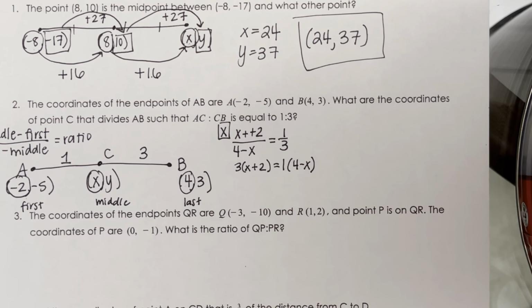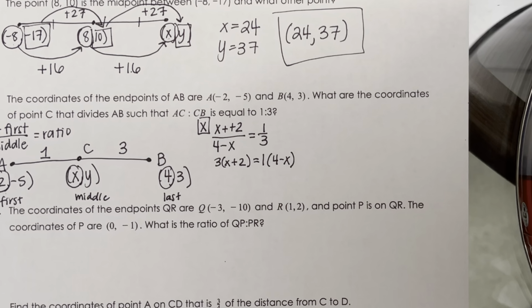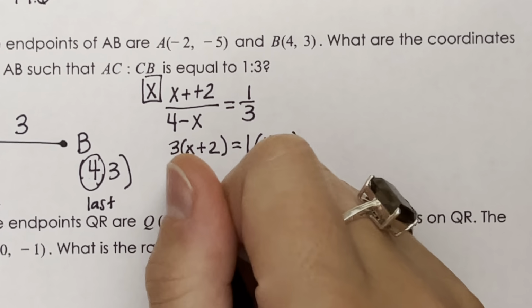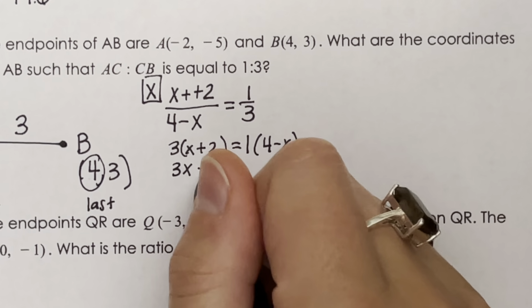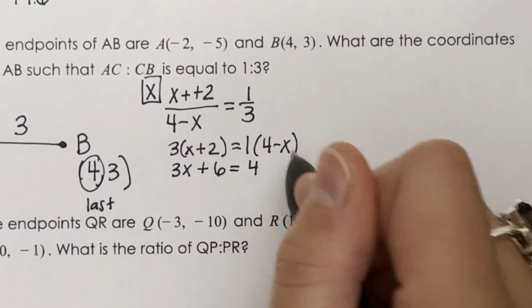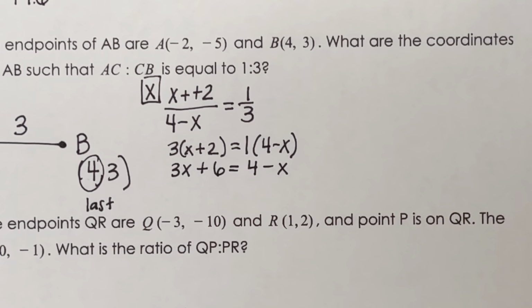Now it's just a little bit of algebra. I'm going to start by distributing. So 3 times x gives me 3x. 3 times 2 gives me 6. 1 times 4 gives me 4. 1 times negative x gives me negative x.